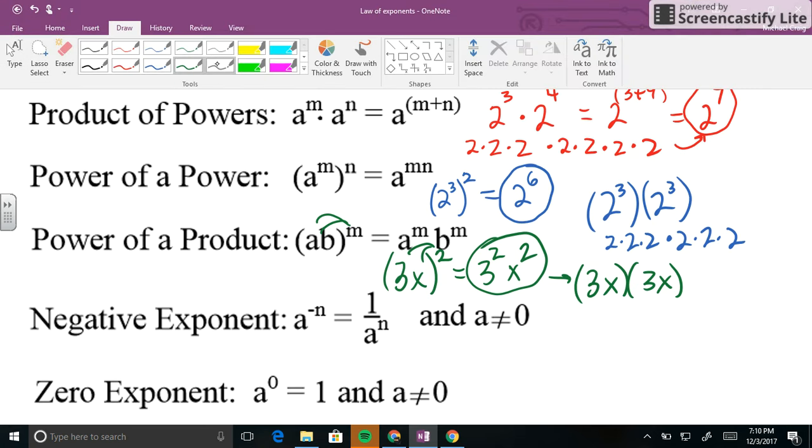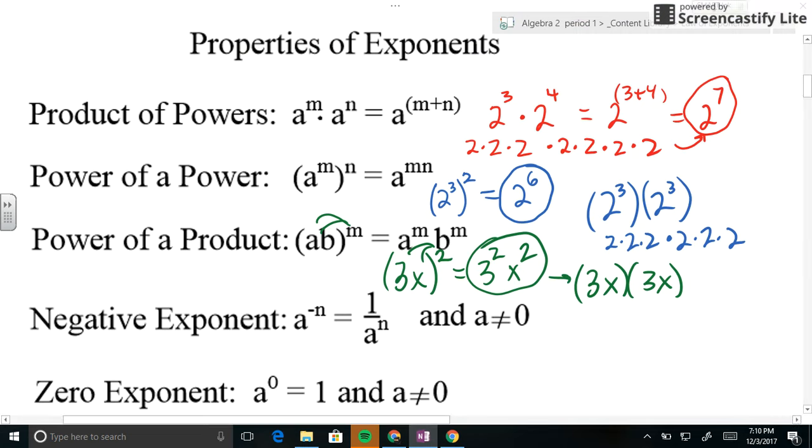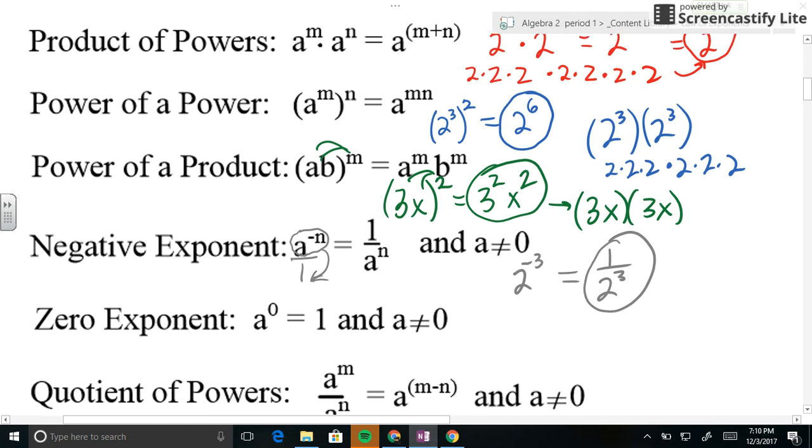If we look at the next rule, the negative exponent, if we see a negative exponent, this is telling us that we just put the negative exponent on the other side of a fraction. For example, I can make this a to the negative n over 1, and anytime I see a negative exponent, I just flip it to the other side, and that would give me 1 over a to the n. So if I had an example here, like 2 to the negative third, that would be the same thing as 1 over 2 to the positive third. And that would be what we're looking at doing.